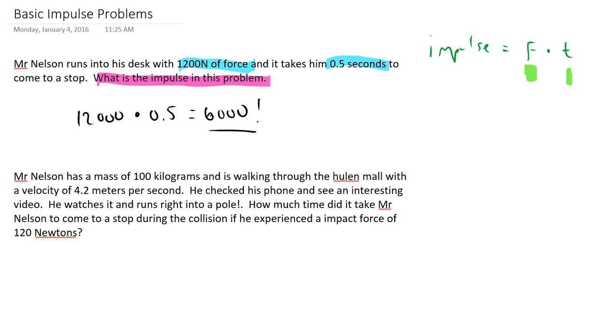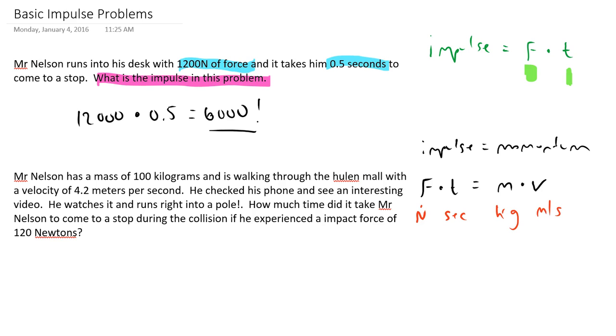Now the next one deals with the impulse-momentum relationship that you saw in the video. In that we saw that impulse is equal to our change in momentum, which means our equation is going to be F times t is equal to mass times velocity. Just in case you didn't know, force is measured in newtons, time in seconds, mass in kilograms, and velocity in meters per second. So you know how to identify your values if you're stuck.